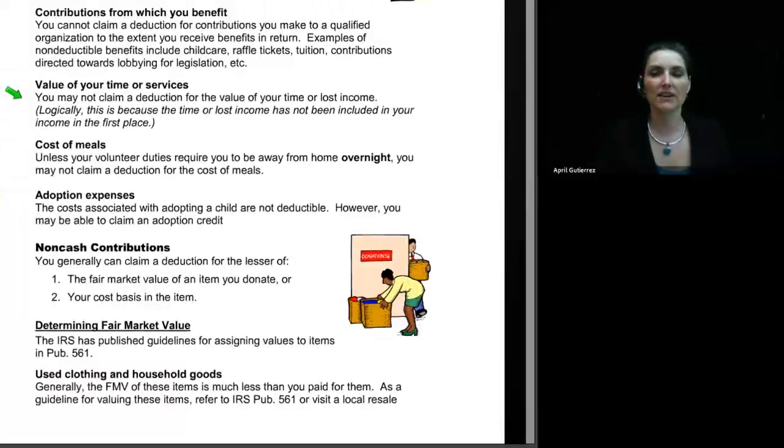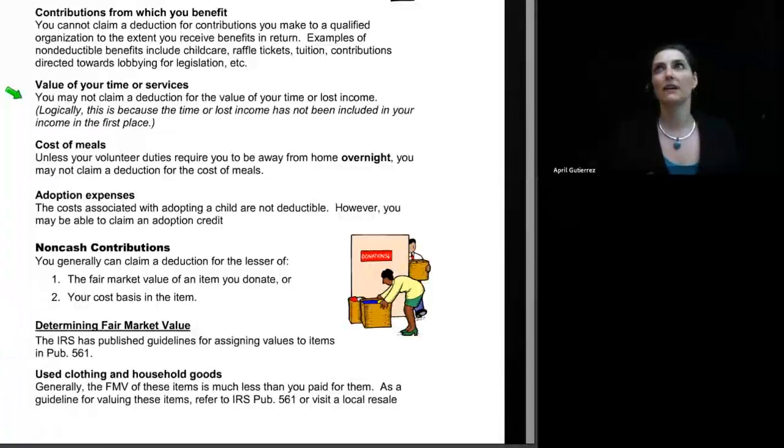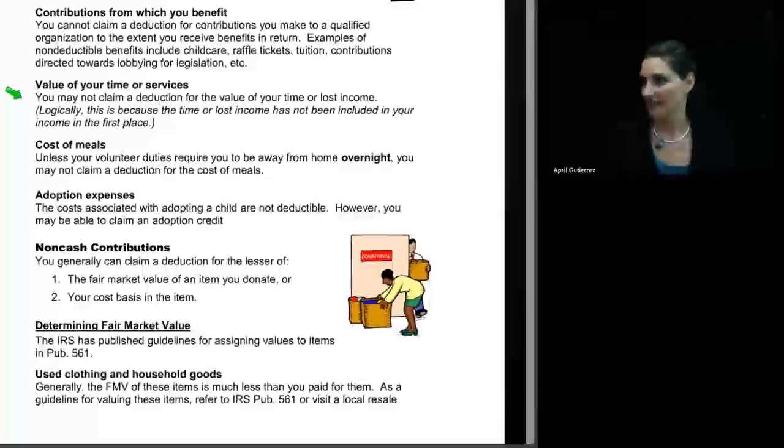This is a favorite. I donated my time to the organization. My time on the job, I get paid $20 an hour. Can I deduct $20 an hour for the time I put into the charity? The answer is no, no, no. And quite logically, the reason for that is you haven't reported any income from it. You don't get a deduction for something you never had a cost in.